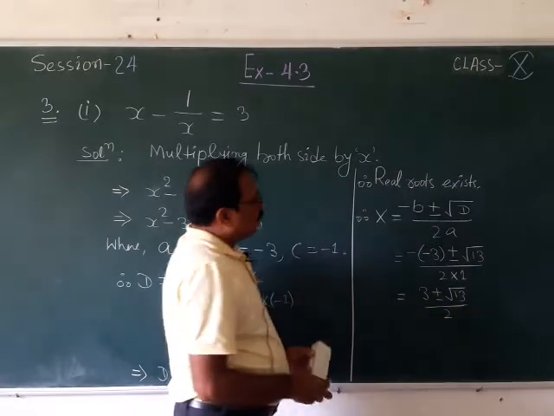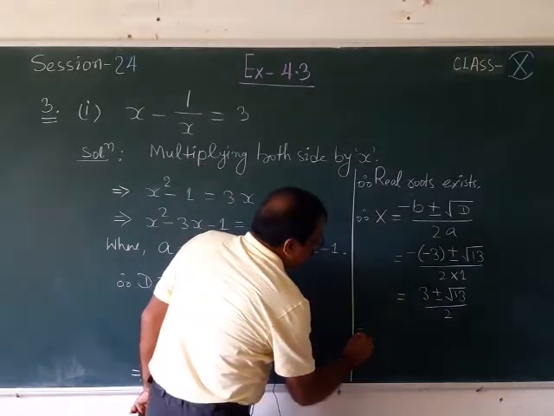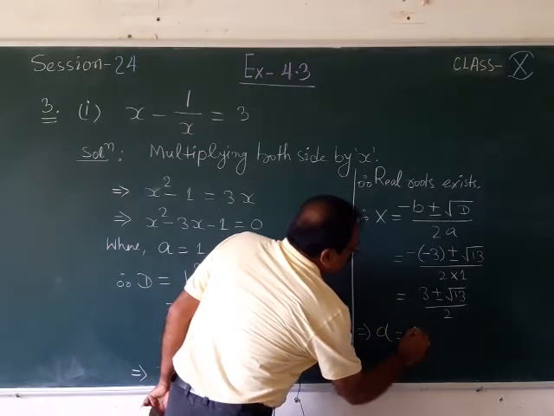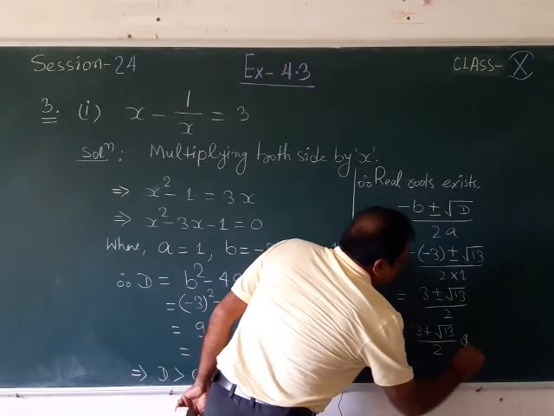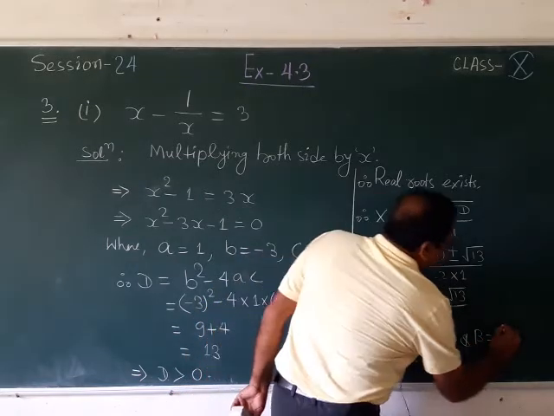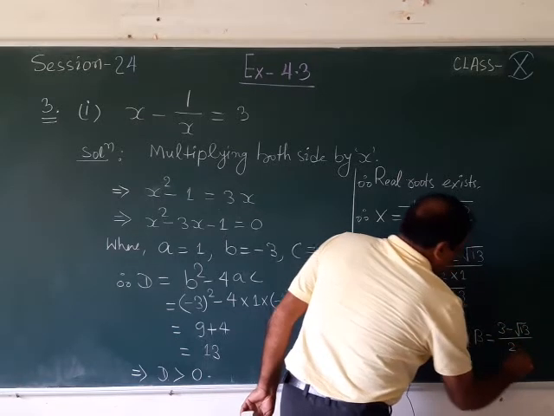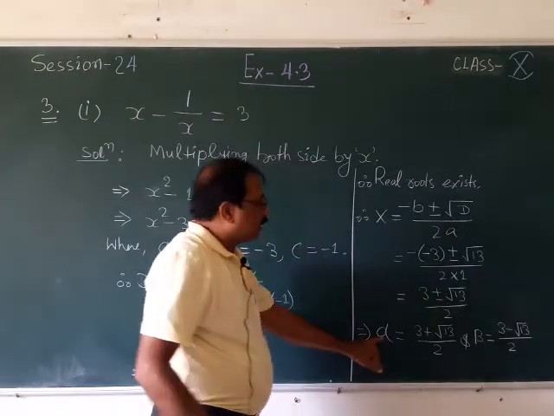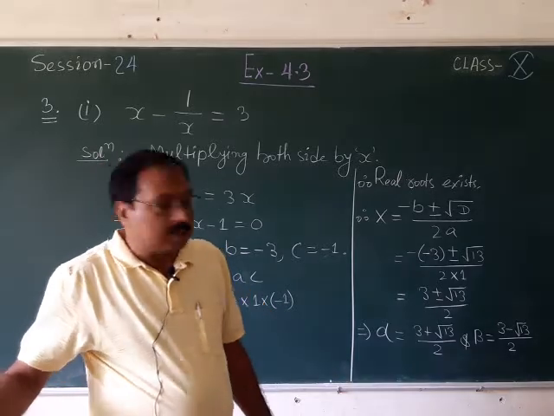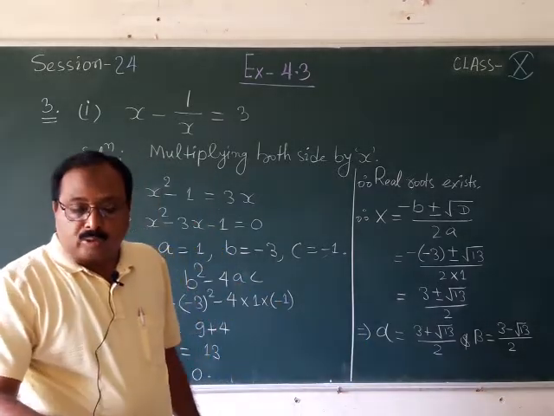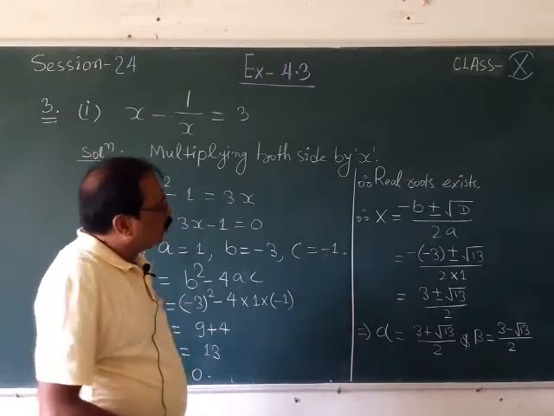That means there are two signs, plus and minus. One is for alpha and another is for beta. That means alpha is equal to 3 plus under root 13 upon 2, and we can write beta is equal to 3 minus under root 13 upon 2. These are the two roots of this quadratic equation, alpha and beta, and both the roots come out as 3 plus under root 13 upon 2 and 3 minus under root 13 upon 2.